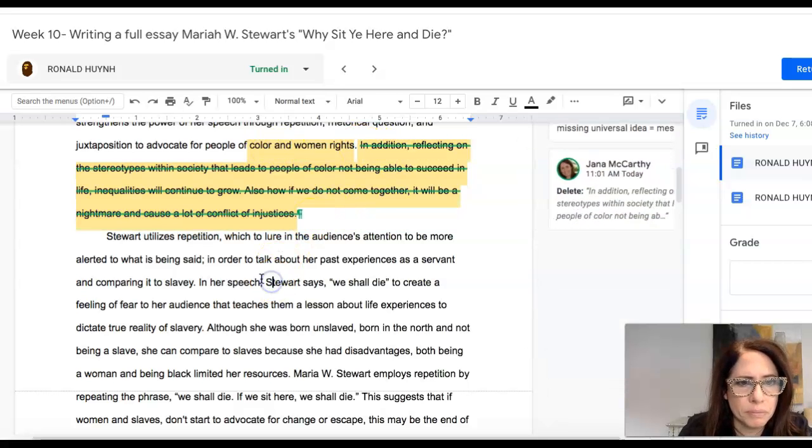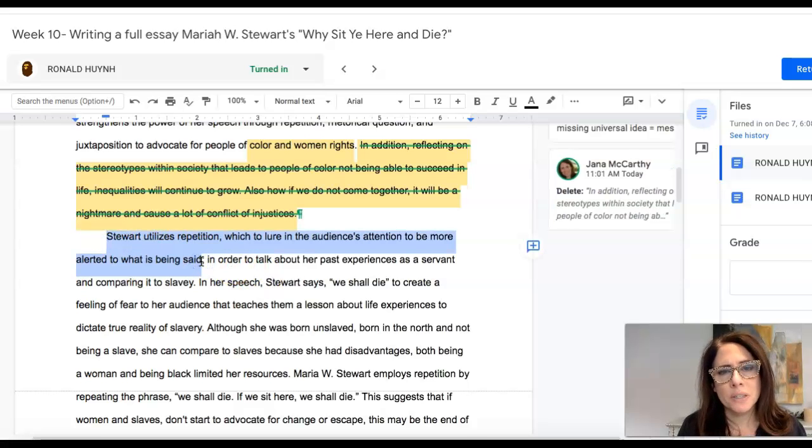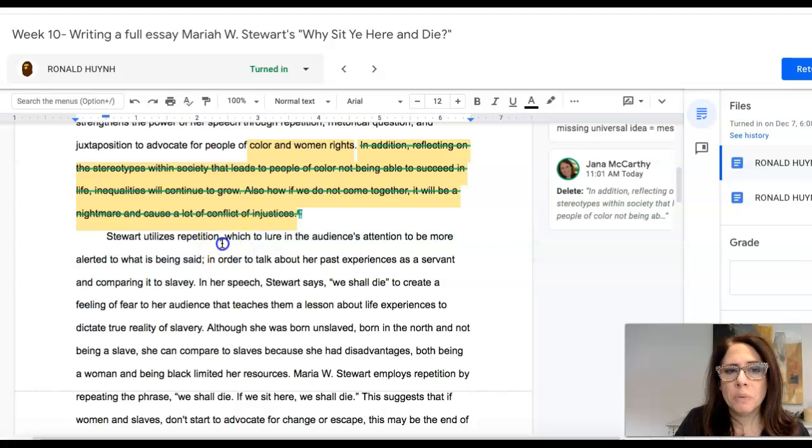Okay. Because you need that universal idea in your thesis, the claims are also going to need that universal idea. Super, super important in writing. You always need the rhetorical device and the universal idea in each claim. So you have "utilizes repetition." This right here is what repetition does. So this should be more in your body paragraph, where you analyze what it does.